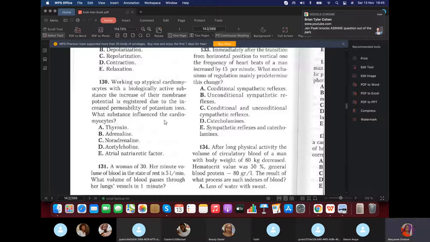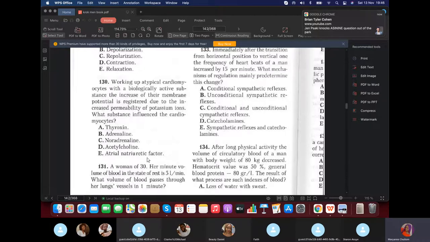If it's leaving the cell, what will happen? There'll be hyperpolarization. If there's hyperpolarization, there'll be a decrease of heart rate and heartbeats. So which of these hormones can it be? It can never be thyroxine, because thyroxine increases your basal metabolic rate. It cannot be adrenaline or noradrenaline because they are sympathetic. It cannot be atrial natriuretic factor.